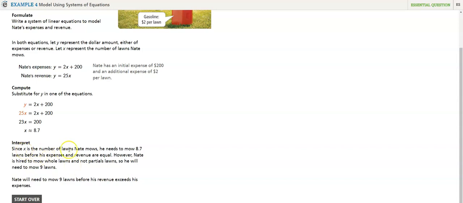So since X is the number of lawns Nate mows, we found that he needs to mow 8.7 lawns before his expenses and revenue are equal. However, Nate doesn't really mow partial lawns. He mows whole lawns. So we would have to round this number up and say that he needs to mow 9 lawns before he starts to have an expense and revenue equality, and before his revenue starts to become more than his expenses. So that is the information there. Nate will need to mow 9 lawns before his revenue exceeds his expenses.